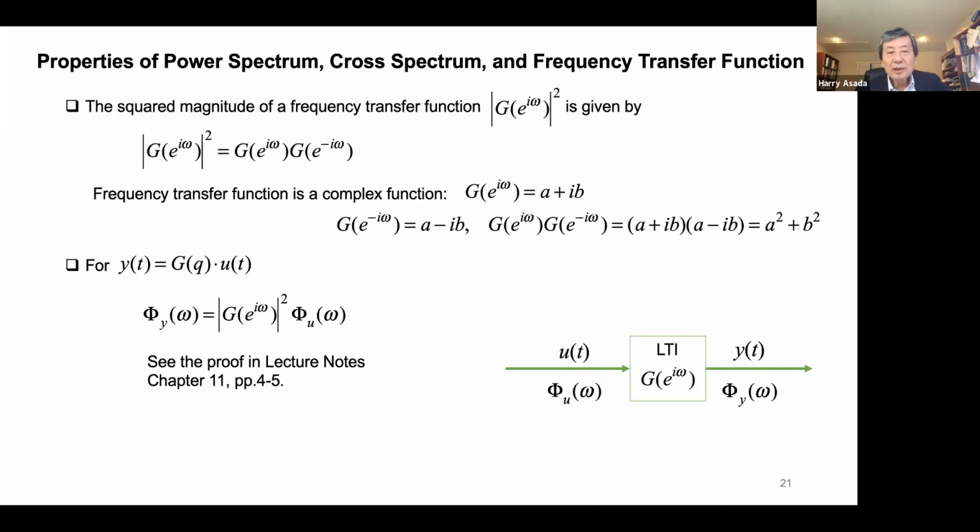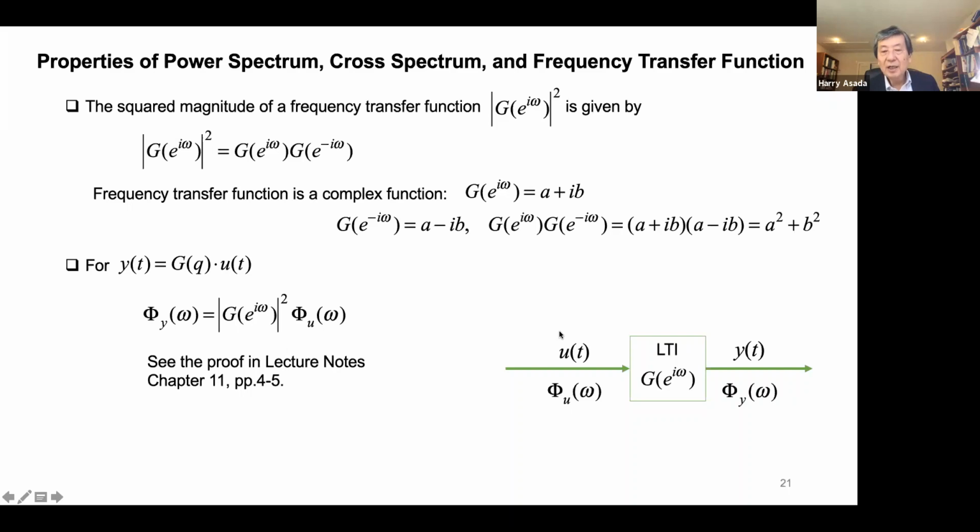So these two are basically complex conjugates. If you multiply these two, it becomes a squared plus b squared. So what is this? This is the magnitude squared of this complex number, right? So in general, the magnitude squared is given by the product of these two functions, which are complex conjugates of each other.